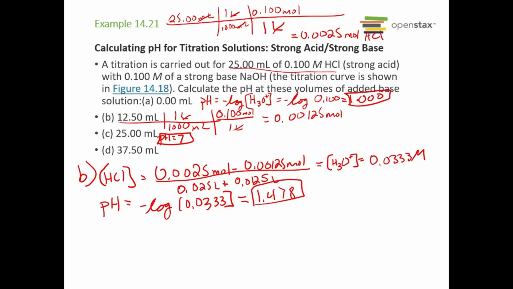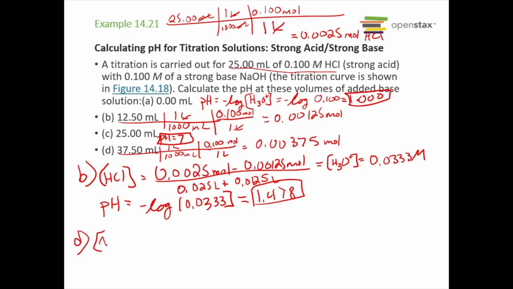Now part D, 37.50 milliliters. We can calculate how many moles of sodium hydroxide we have, just like we've done so far. So now we have 37.5. Might help if I typed in the right number. 37.5 divided by 1,000 times 0.1. We have 0.00375 moles of sodium hydroxide. So this is more than the acid, which means that the sodium hydroxide is now controlling the pH.